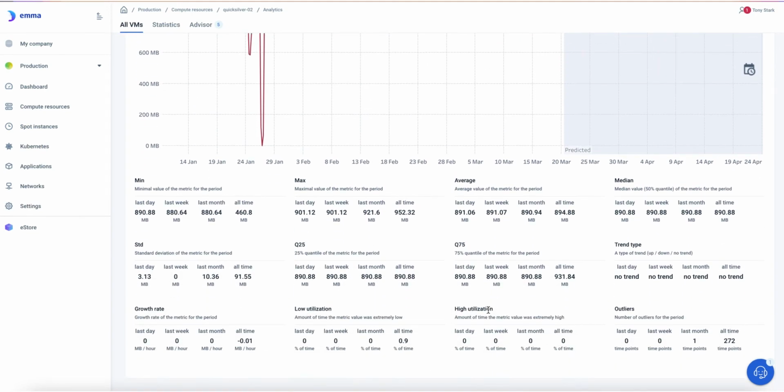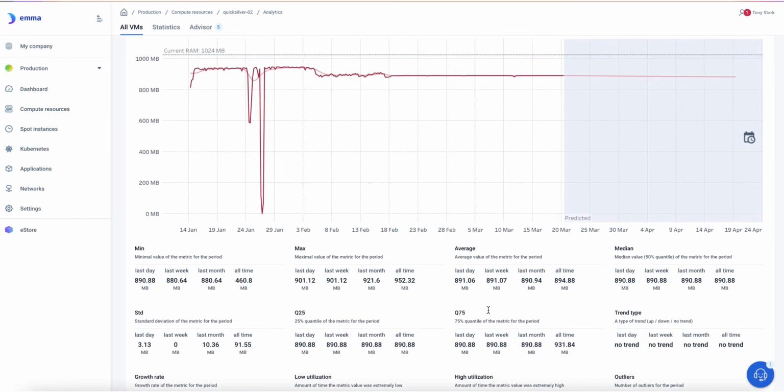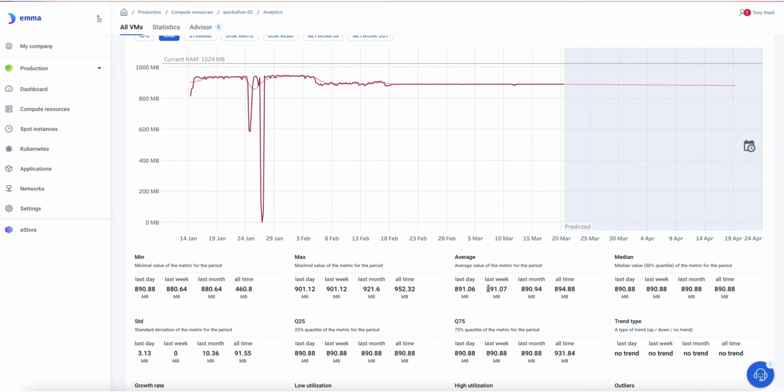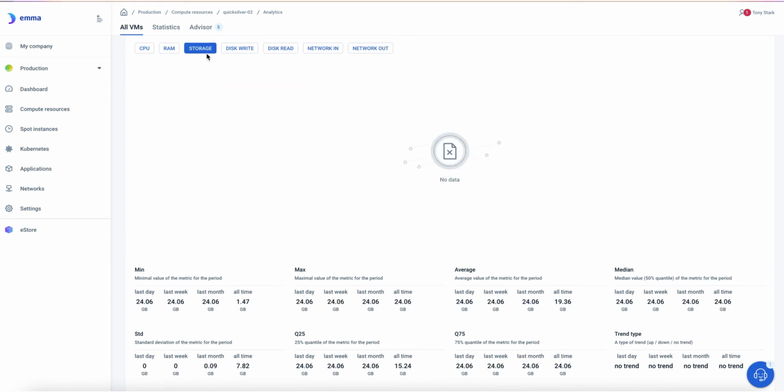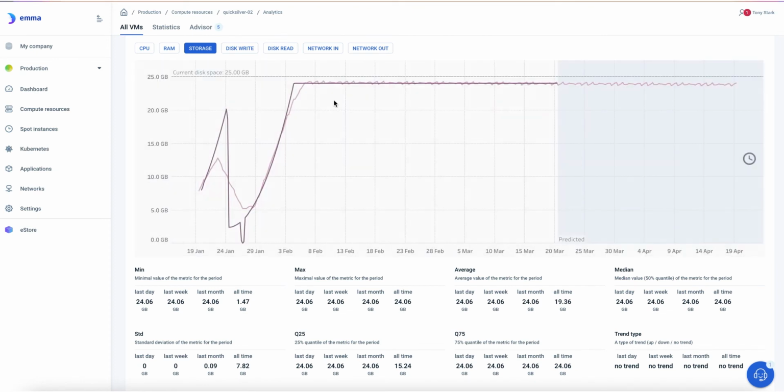And so let's have a look at an average. So last week it was nearly 900 megabytes, while we have only 1,000. So the same, I believe, applies to the storage. Well, let's have a look just to check it.